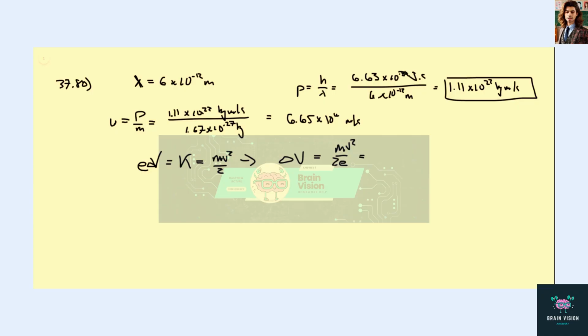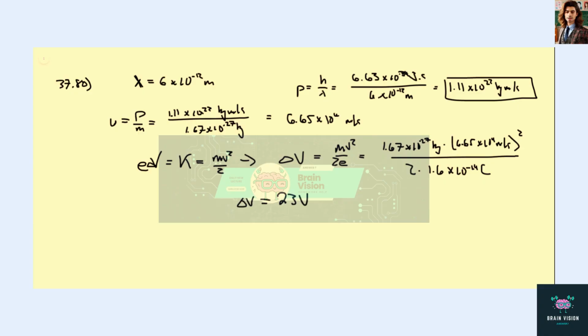Okay, so let's plug this in. 1.67 times 10 to the negative 27 kilograms times 6.65 times 10 to the 4 meters per second, and then this is squared, all over 2 times 1.6 times 10 to the negative 19 coulombs. Cool. So everything's in SI units, so let's plug this in, and we get a potential difference of 23 volts. Okay, so this was part A for a proton. Let me write that out, proton.